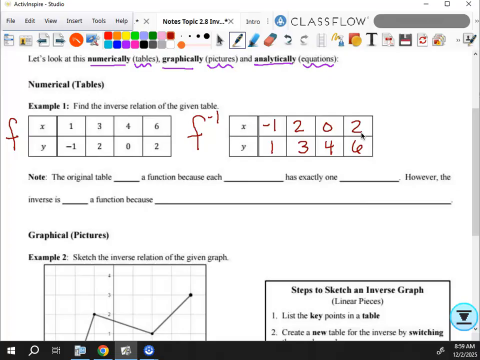So this original table right here, is this original table a function? Yes. How do we know for sure it's a function? Because the x values don't repeat. Exactly. I have y values that repeat, but that's okay. X values repeating, not okay.